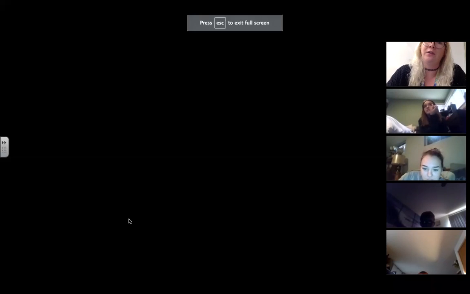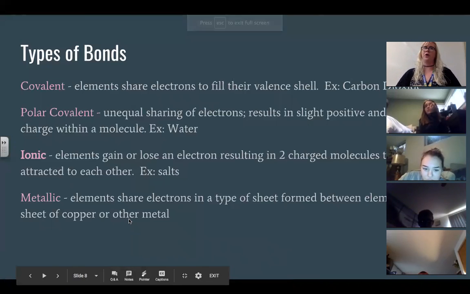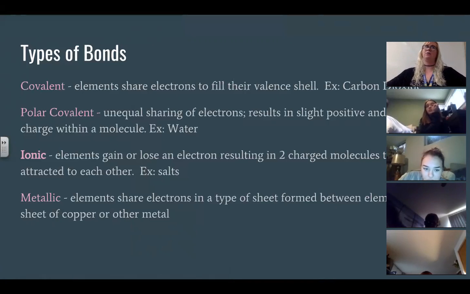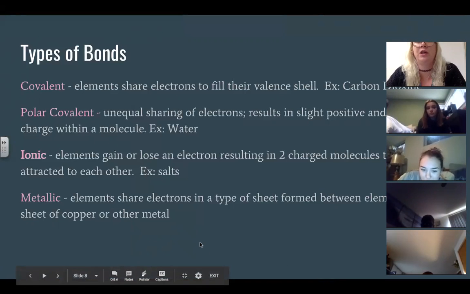And then metallic bonds, as I already mentioned, these are bonds with metals, where metals sort of just donate electrons to this big sheet, and they can use that as a way to interact with other materials. We're not really going to talk about them that much in this class.